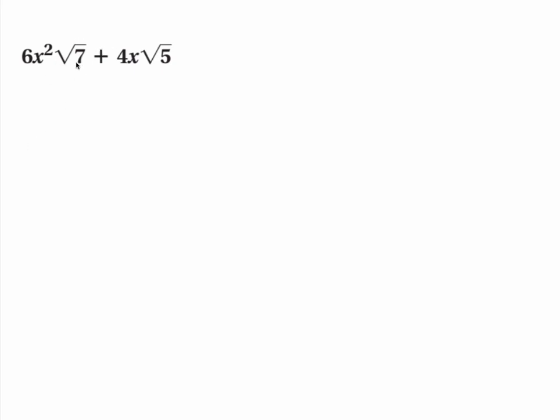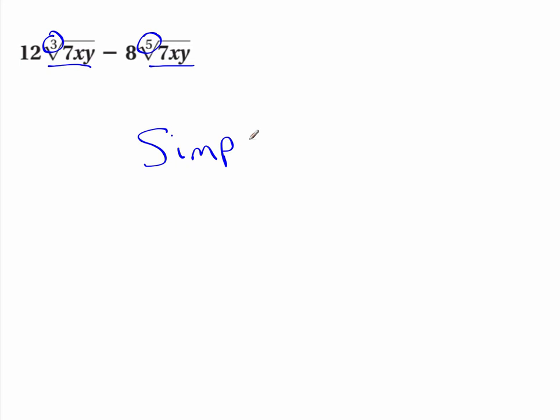Now, for this problem, I have the square root of 7 and the square root of 5. These are different, so I can't combine these. So this is as simplified as I can get it. Now here, I have the cube root of 7xy, and I have the fifth root of 7xy. Again, because these are not the same roots, this one is already simplified.